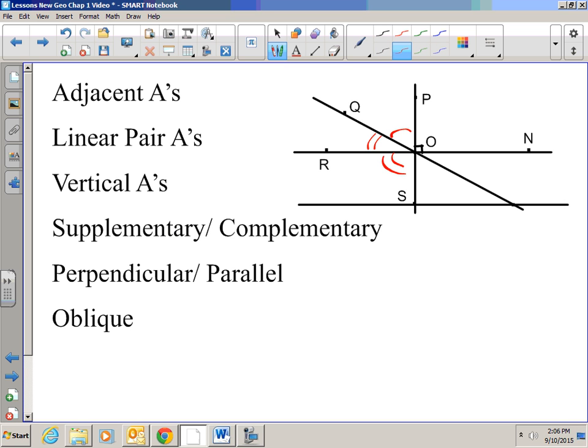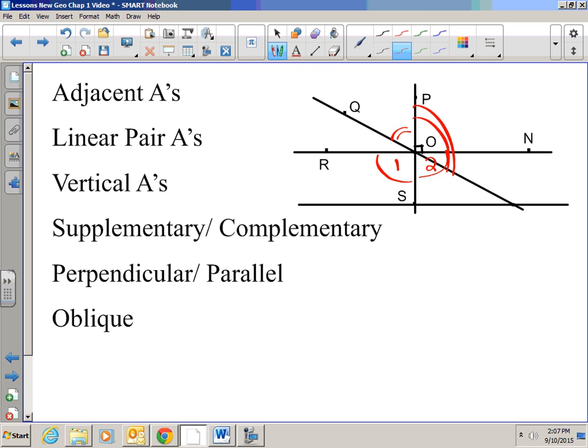QOR is adjacent with QOP. Lots of possible answers here. Some examples of linear pairs would be certain people have done angle QRS with SON, that whole angle. These two are linear pairs. These two right here are linear pairs. I mean, there's, again, lots of examples of linear pairs.